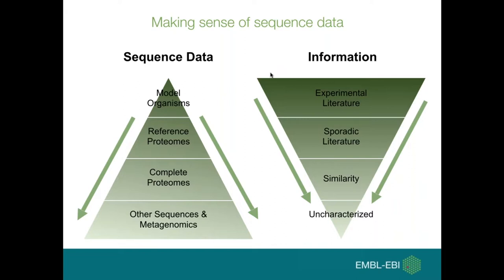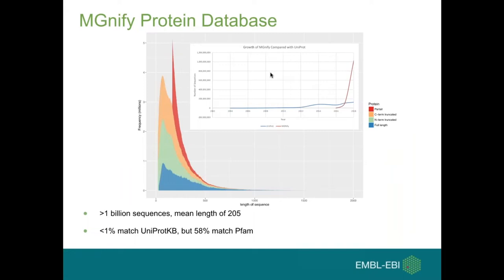As an aside, just to highlight some of the issues that the field is facing, I'm going to present some new data from MGnify, the metagenomics resource. In the inset diagram, you've got two lines, a blue line and a red line. This is showing the growth of the non-redundant protein databases from metagenomics compared to the growth of UniProt. UniProt is shown in blue, and red is the MGnify database. The MGnify database has just exceeded 1 billion non-redundant protein sequences, and these have all come from metagenomics datasets, which are typically environmental.